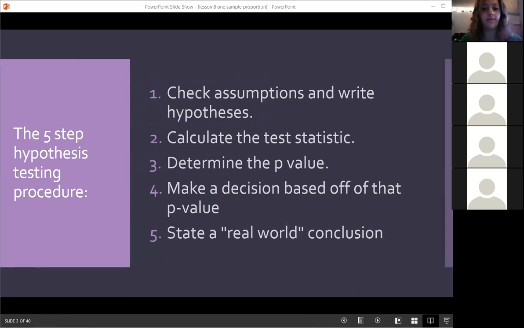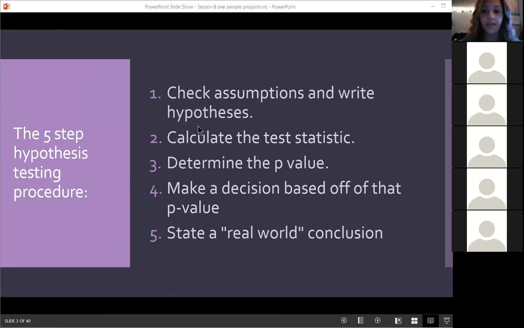Remember basically our 5-step hypothesis testing procedure that we have to do. These are the same 5 steps we'll use for any hypothesis test, but the main difference will be how many proportions we're talking about, or means, or if it's differences. So first, you check your assumptions and write the hypotheses. That will be like, is your sample size big enough, your successes and failures, that kind of thing.